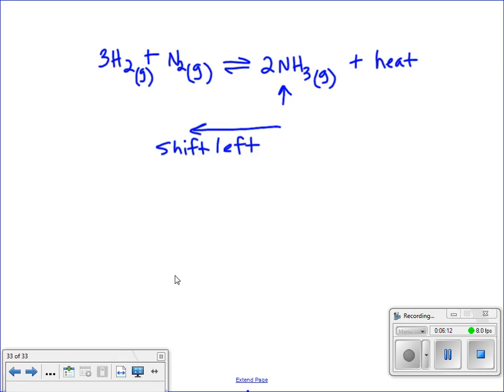Now, another thing they can ask is, well, what if I take away hydrogen or I take away nitrogen? I remove it from the system. That will cause a shift to the left as well, because you will want to reestablish the concentration of this nitrogen and hydrogen by shifting to the left. If I decrease the concentration of ammonia, it's going to shift to the right to reestablish the concentration of ammonia. So it's kind of like an opposite type thing. What happens to one side causes a shift to the other side to counteract it.